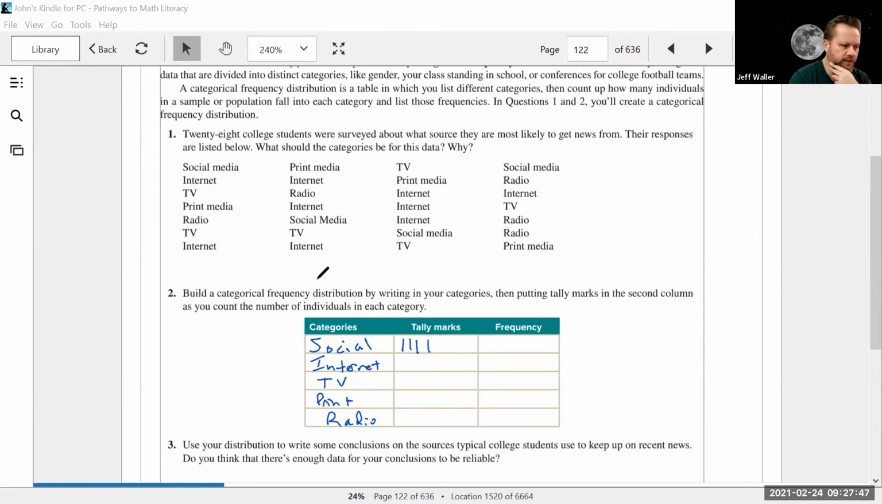All right, so you guys finish that out real quick. Finish out the tally marks. Go for it. I'll sit here and wait. I'm tired. I gotta take a break.